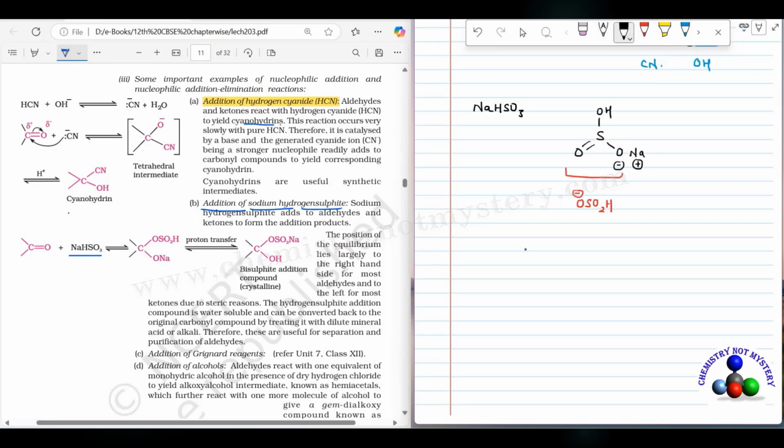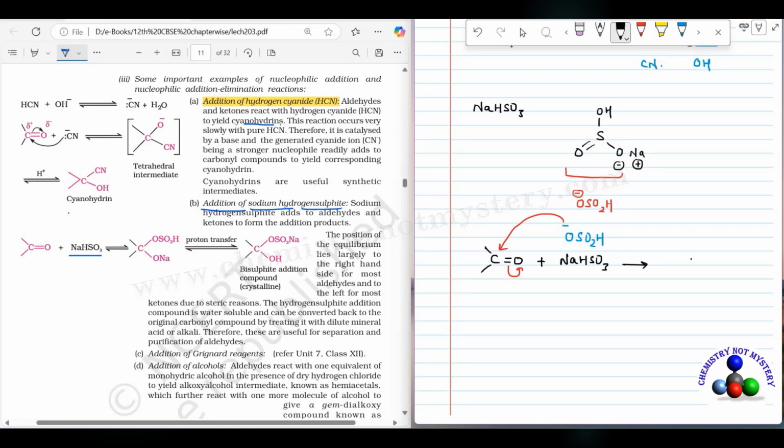Now draw the structure of carbonyl carbon. So this is carbonyl carbon. When it reacts with sodium hydrogen sulphite, now you know what the nucleophile is. Nucleophile is O-SO2H negative ion. So this O negative ion will attack the carbonyl carbon and make a bond with it, and the pi bond moves to oxygen. Now draw the structure of the intermediate.